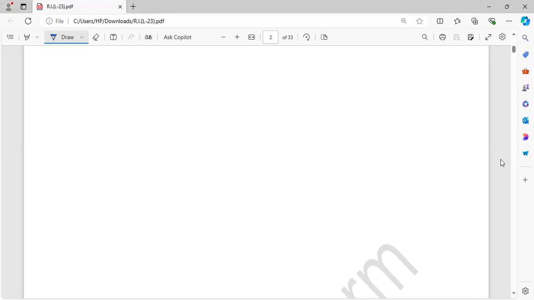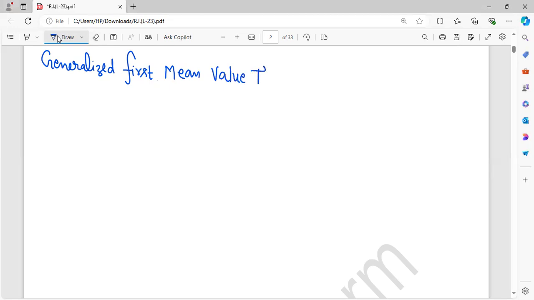So what is the generalized first mean value theorem for Riemann integration?